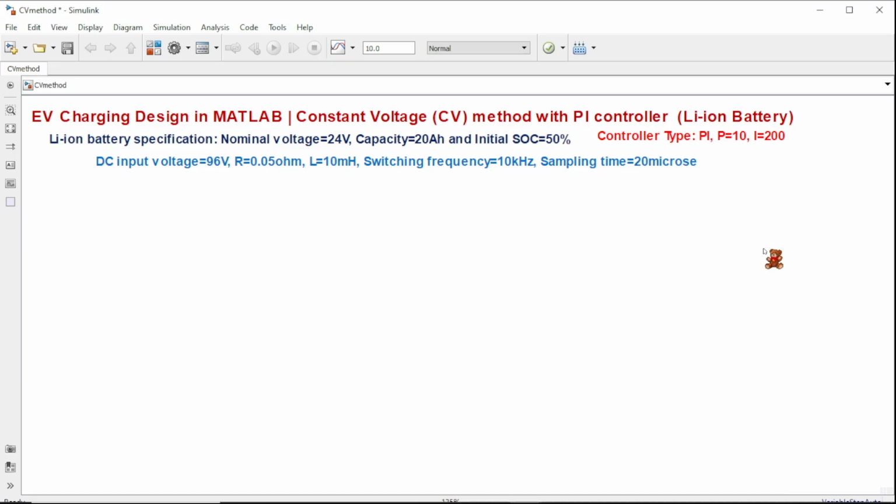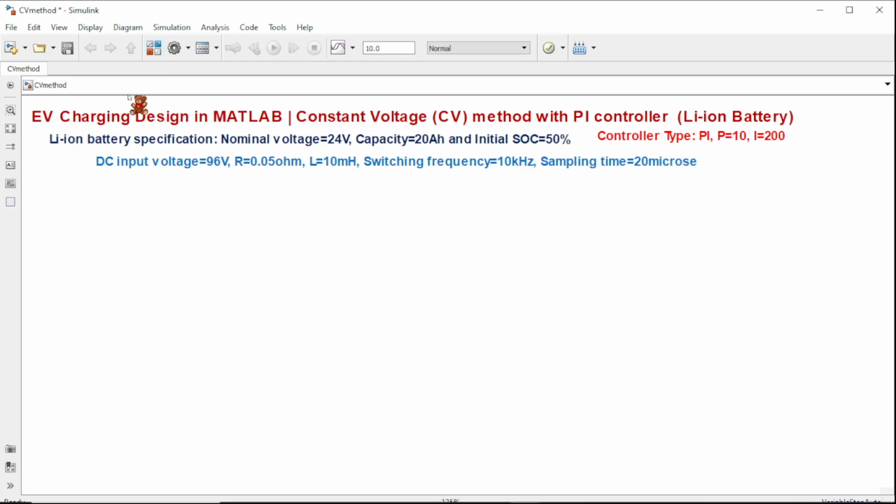Let's get started. You can see the specifications of the lithium ion battery, controller as well as the input voltage, resistance, inductance, switching frequency as well as the sampling rate. So here we consider the runtime is 10 seconds.